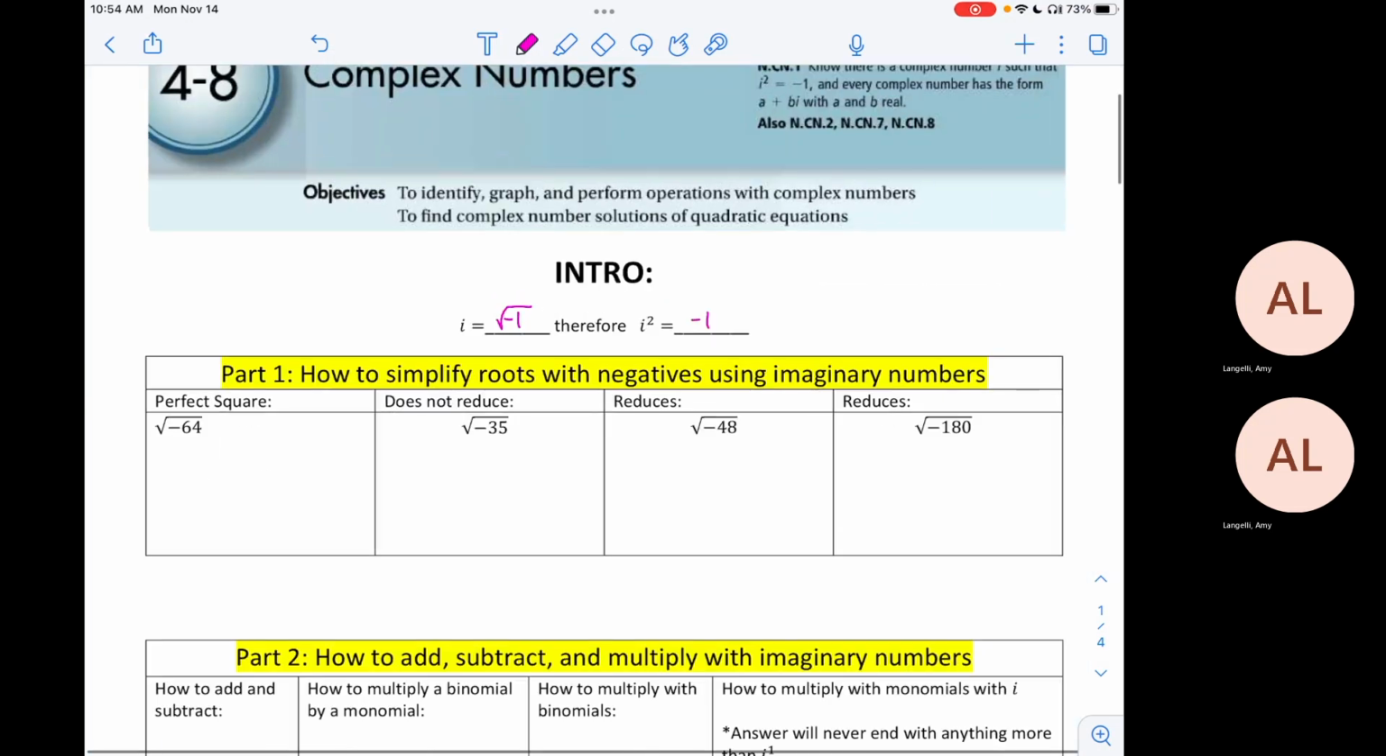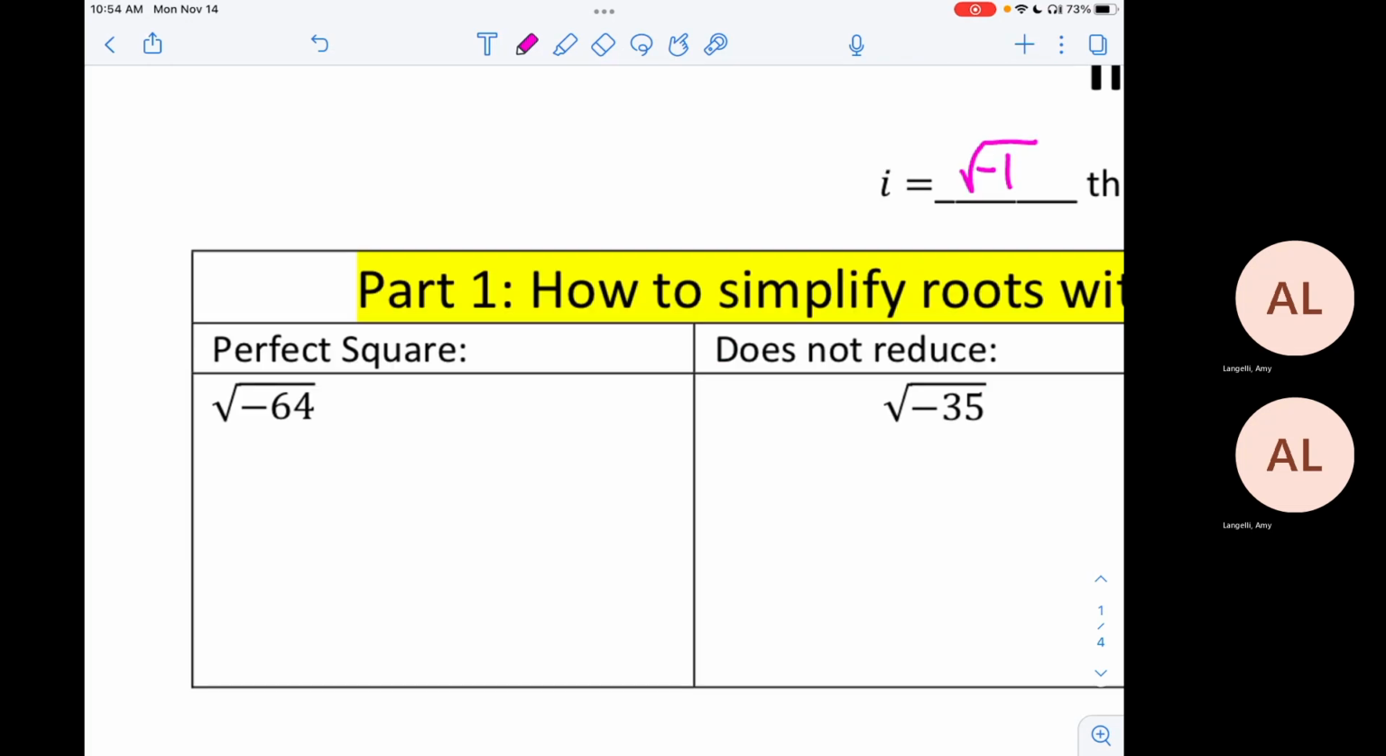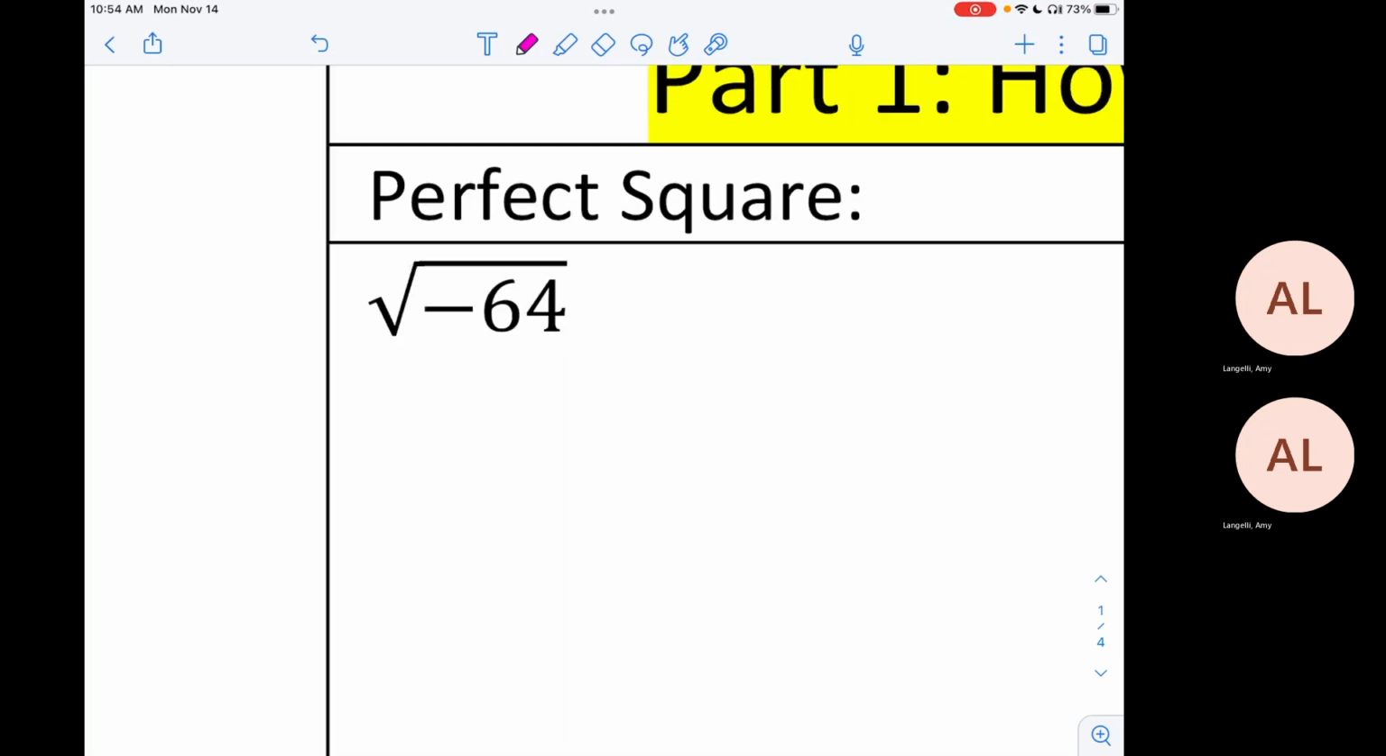All right. Part 1, how do we simplify square roots with negatives, and how do we do that using imaginary numbers? Now, what is the square root of 64? 8. So the only difference is this negative, we would say it is an imaginary 8. Because it's really like the square root of -1 times 64, it would be 8 times I, or 8I.